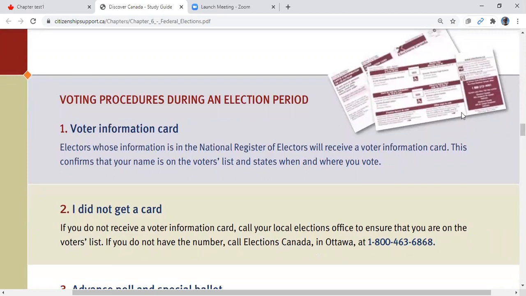And that's the list of everybody who can vote. So you get this in the mail. So it's very easy. It tells you where you vote and when you vote. Yeah, so it's very easy to do. And then Manal, can you read number 2, please?